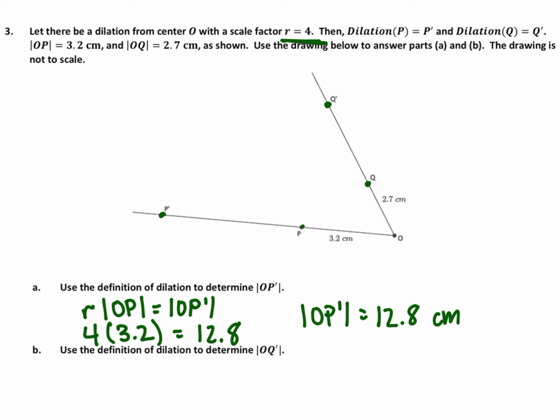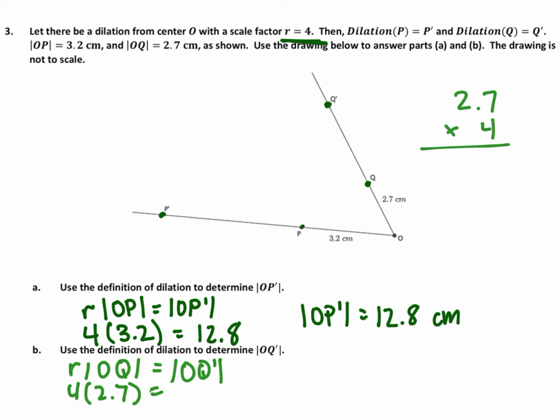Now let's do the same thing for OQ. The scale factor times the original equals the dilated part. So 4 times 2.7 will tell us the length of OQ prime. 4 times 7 is 28. 4 times 2 is 8, plus 2 more makes 10. We had 1 decimal place in our question, so we need 1 in our answer, which means it is 10.8 centimeters.